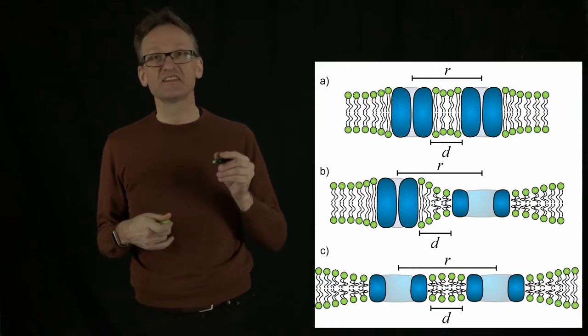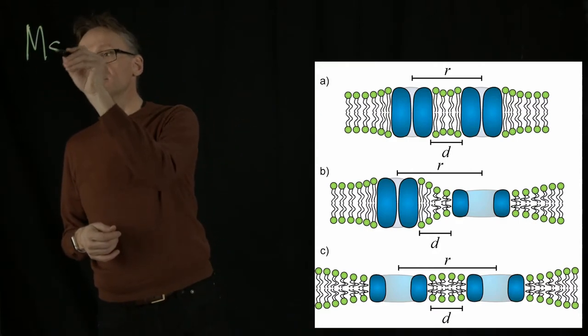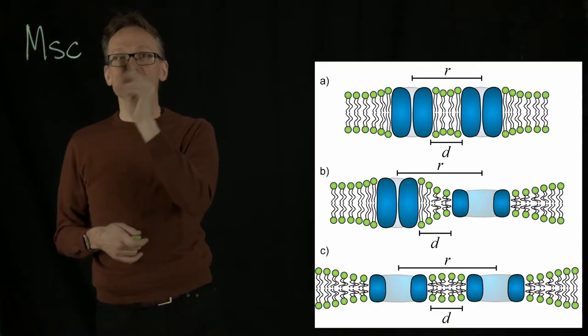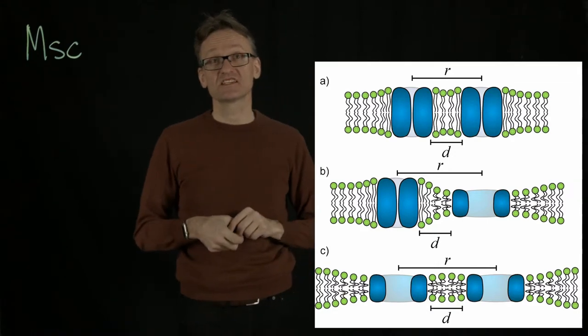You might want to have seen the abbreviation, at least it's usually called MSC, mechanosensitive channel. And then there's occasionally a small and a large one, which is called MSC-S and MSC-L.